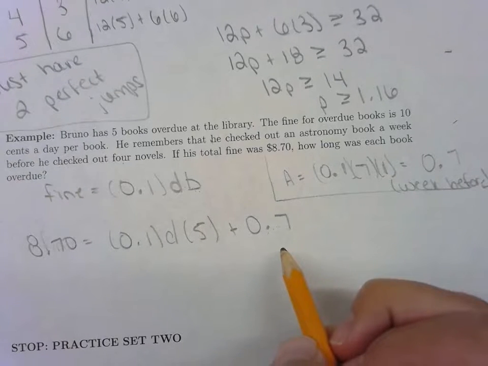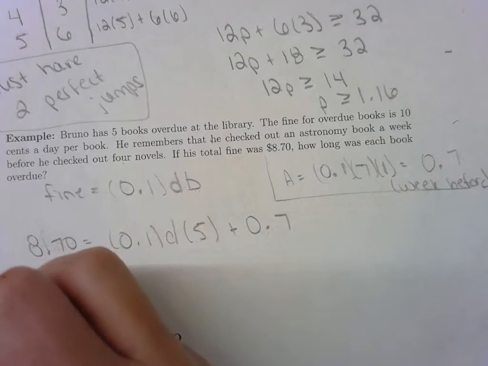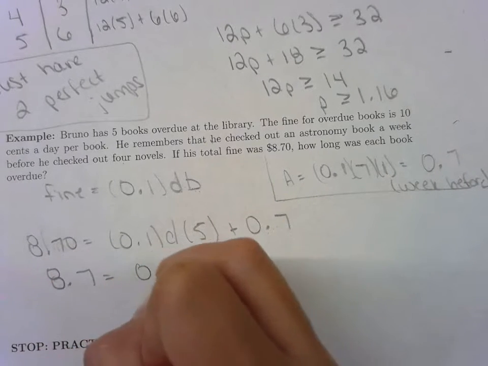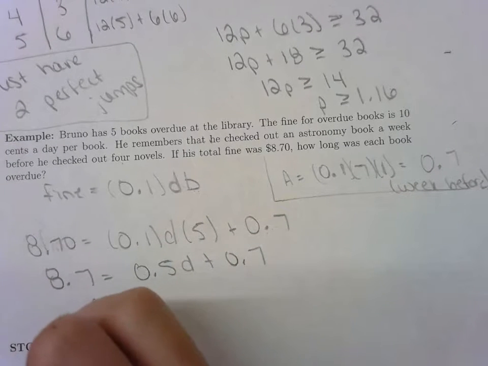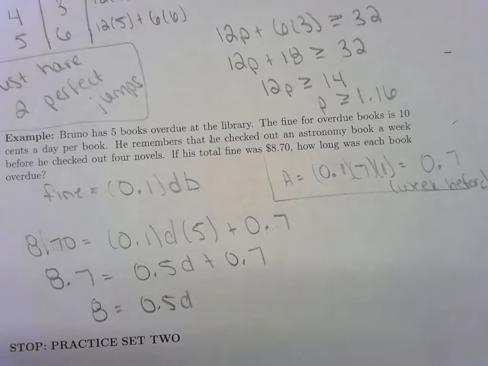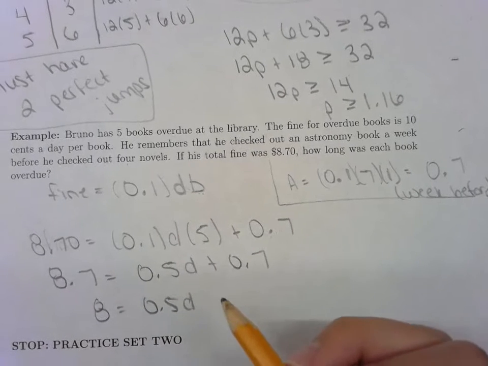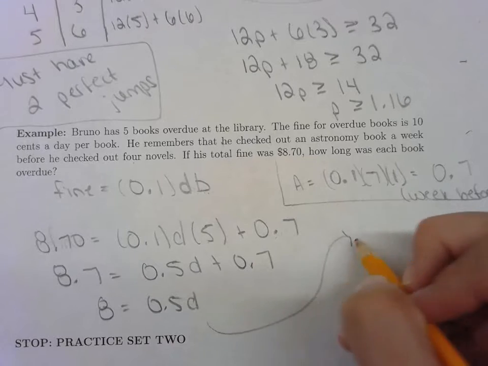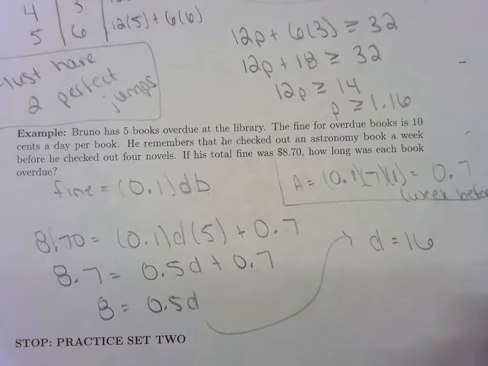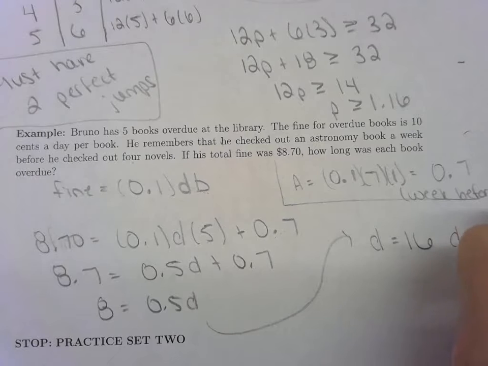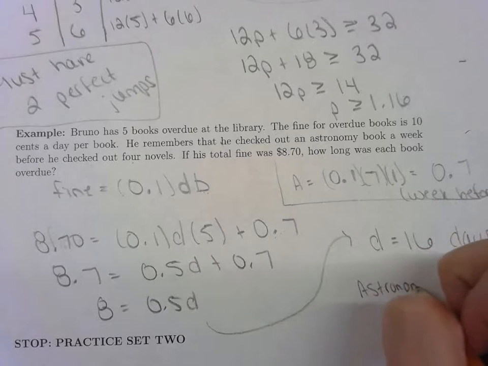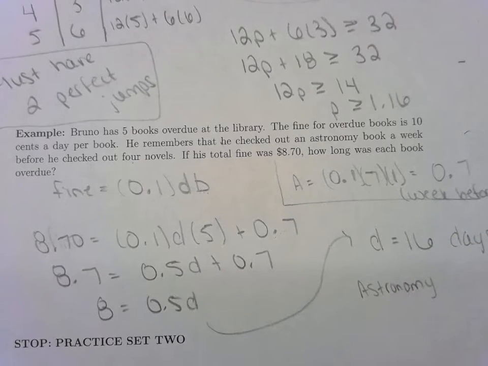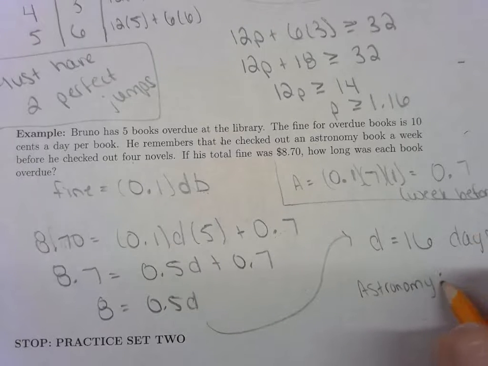So let's go ahead and simplify. This is 8.7 equals 0.5D plus 0.7. Subtract 0.7 on both sides, so 8 equals 0.5D. Keep solving for D, so we'll divide by 0.5. You should get D equals 16. So he's got the 4 books for 16 days, and then the astronomy book would be 16 plus 7, so 23 days.